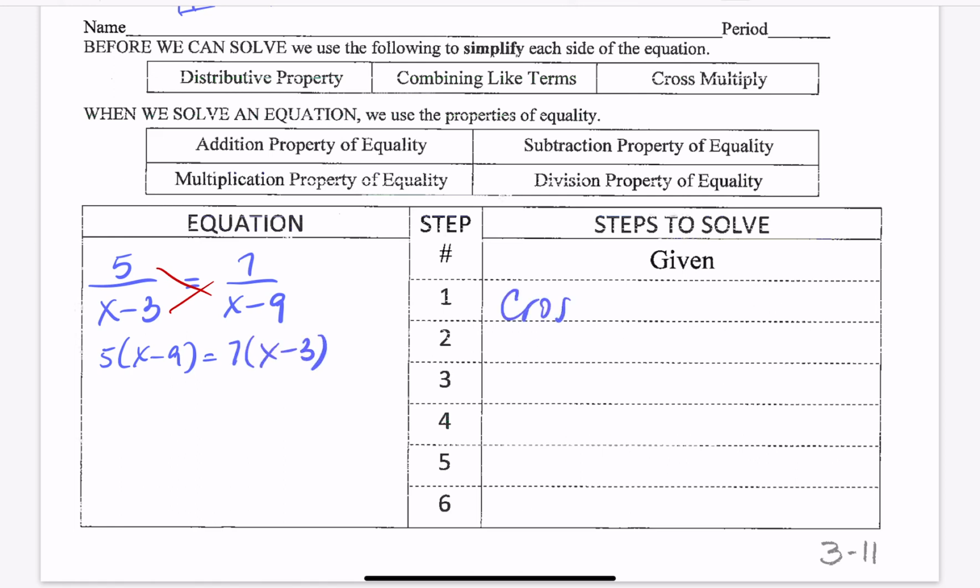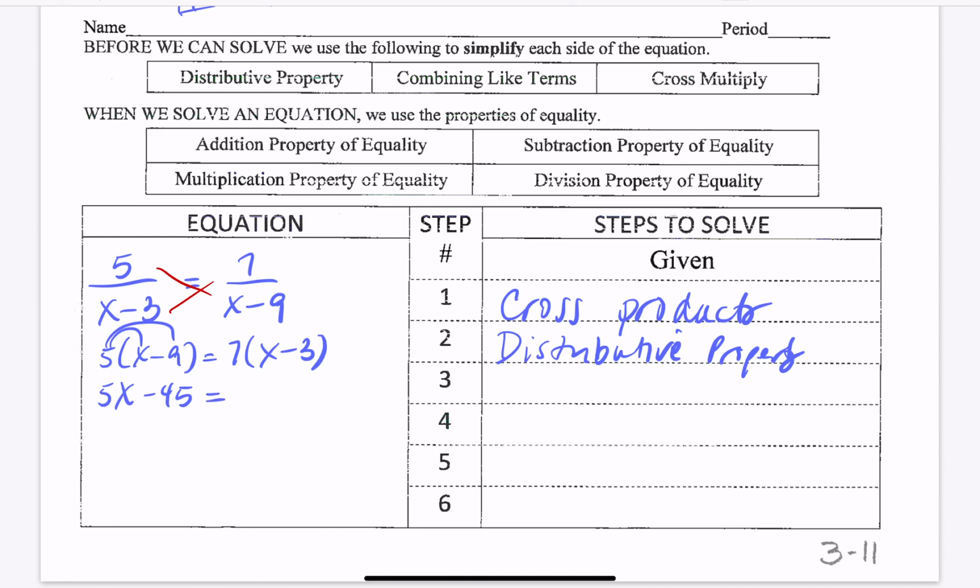And that was using cross products because I have a proportion. Now I can still simplify some more. I have some parentheses. So I'm going to use the distributive property. So when I do that, I'm going to get 5x. 5 times minus 9 is minus 45 equals 7x. 7 times x is 7x minus 7 times 3, minus 21.